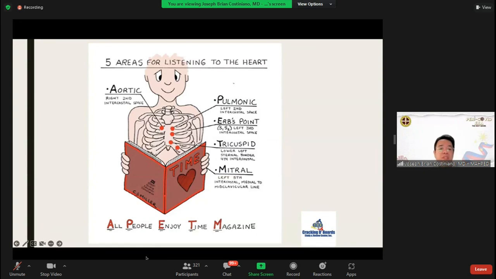Pero dito, all people enjoy Time Magazine. Kasi yung Erb's point is the best point wherein you can hear both your S1 and your S2, which is in the left third intercostal space.